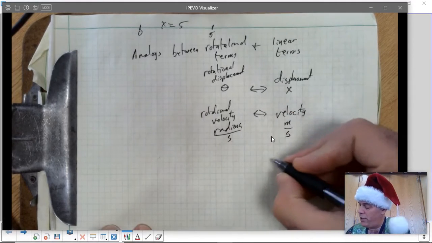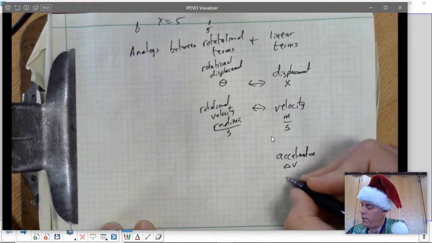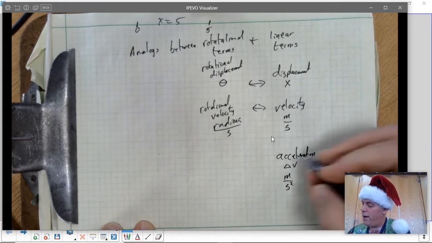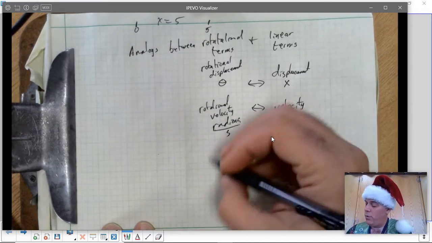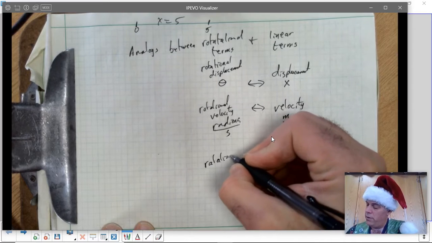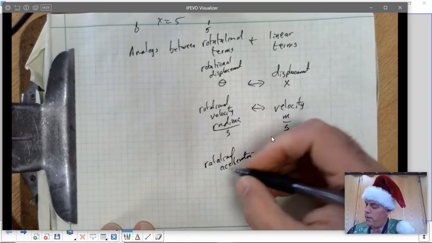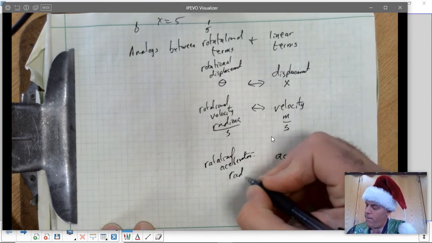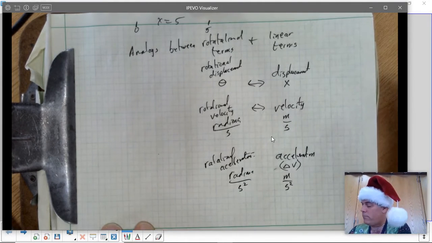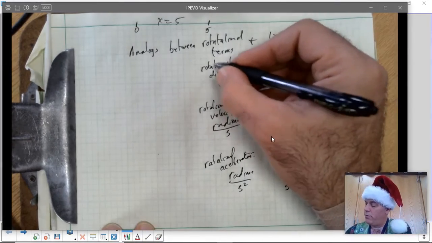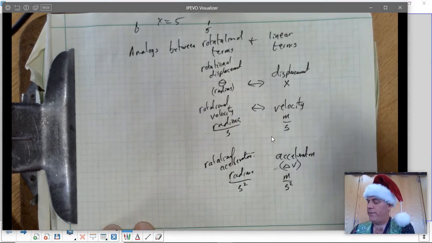Finally, we have acceleration, which, as you know, is a change in velocity, which would be meters per second squared for linear measurements. And for rotational units, rotational acceleration is radians per second squared. That's it. Okay, and this is, yeah, rotational displacement, it is in radians. Now symbols, yeah, that's the part I left out.